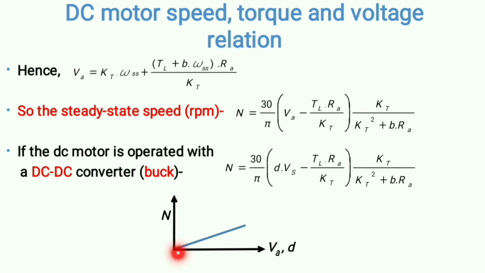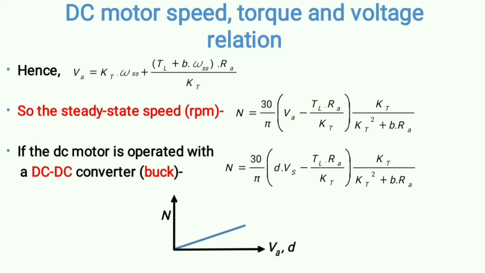As the duty ratio keeps on increasing, or the armature voltage keeps on increasing, your speed will also rise. So it is a pure straight line passing through the origin. Here I have varied my voltage and shown the corresponding change in speed, and I have kept the load torque TL constant. But now we'll see the relationship between speed and load torque when your voltage is fixed.